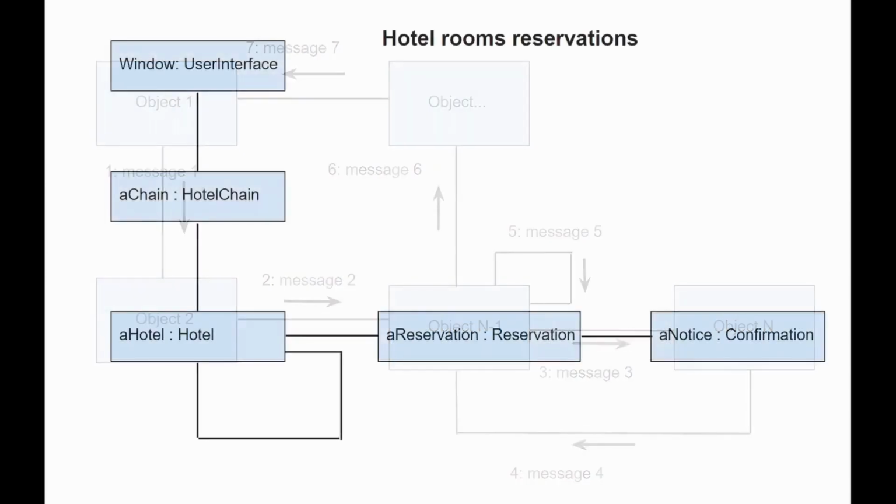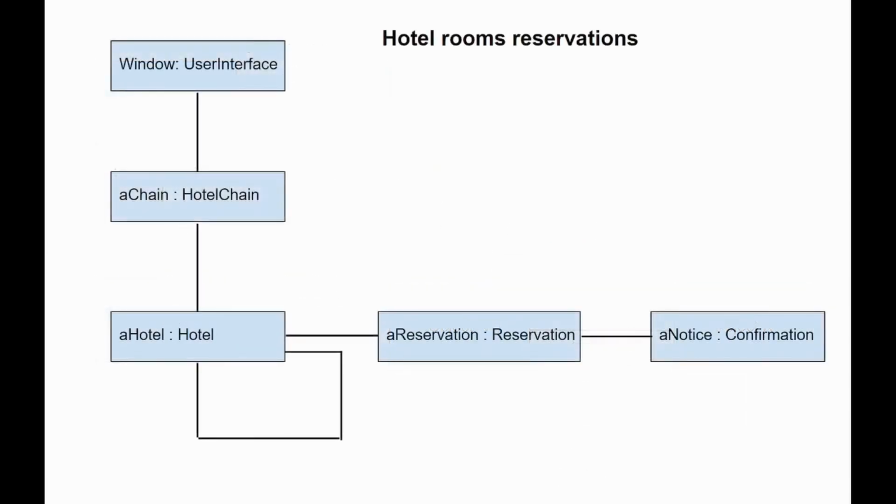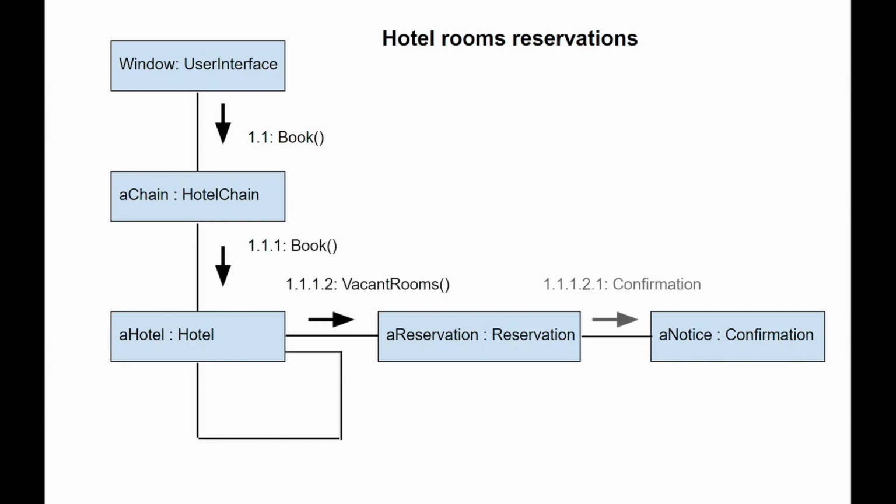Or here is another example, hotel room reservations. Each message in the diagram has a sequence number. The top level message is number 1. Messages sent during the same call have the same decimal prefix, but suffixes 1, 2, etc., depending on when they occur.